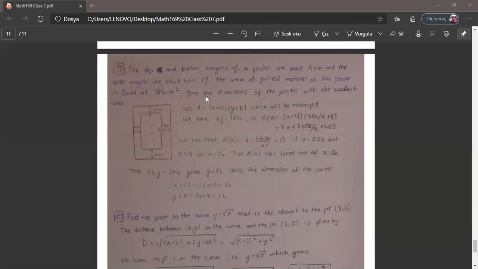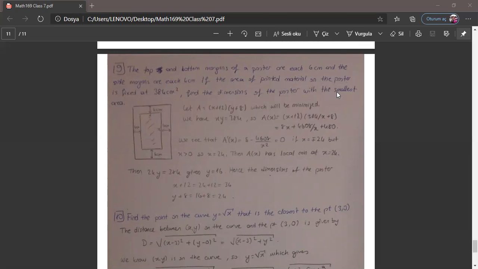Now for this one, we have a poster with this information. So the top and bottom margins of the poster are each 6 centimeters, and the side margins will be 4. So here we have these distances, and the printed material is fixed by this. So we will again find the dimensions, but we will minimize.